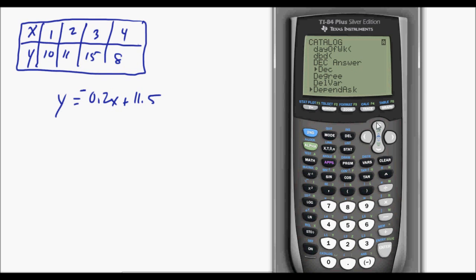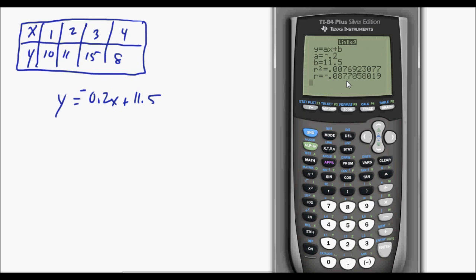Okay, so keep going down. It says diagnostics on. Okay, boom. Just do that, and then we'll go back and calculate it again, and look how it's different. So it's going to be linear regression. We're good. Now you can store all this if you want. I wouldn't even bother with that. You can store it in the y equals, but you don't really have to do that.